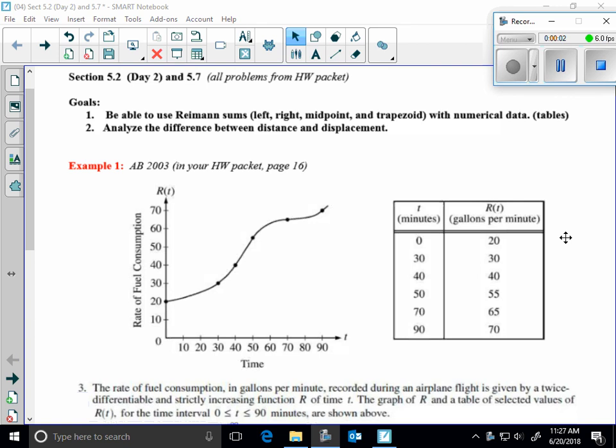All right, 5.2, day number 2. The goals of today are to be able to use Riemann sum, left, right, midpoint, and trapezoid with numerical data and tables, aka tables. Analyze the difference between distance as well as displacement.